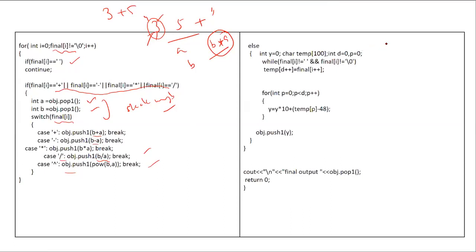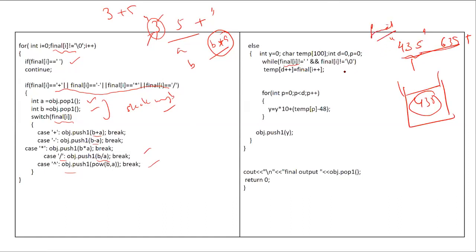Like if division is there, we will push the value B divided by A accordingly. Now the question says, if you encounter an operand, like 435 plus 639 plus operator, then how to fetch this 435, which is a string, into the form of an integer value and push it into the stack? How to convert it into an integer value? First, extract from the final postfix expression, the final string, into some temporary variable temp, say temp D. The temp will occupy just that string till spaces are encountered.